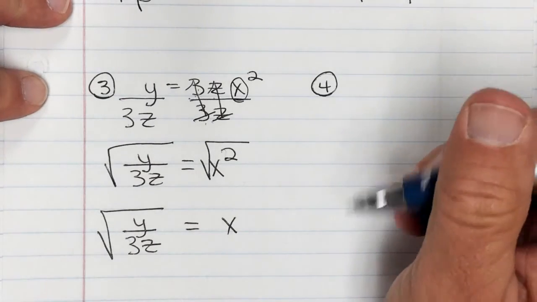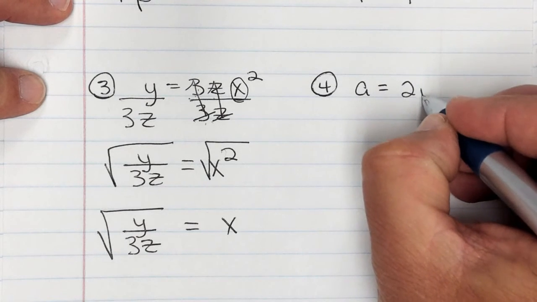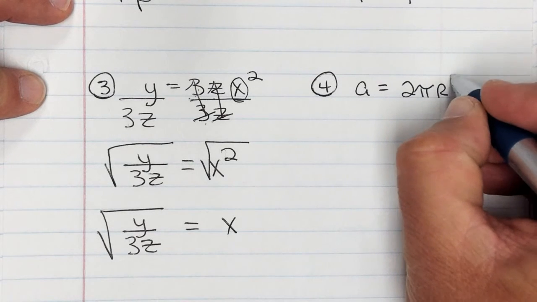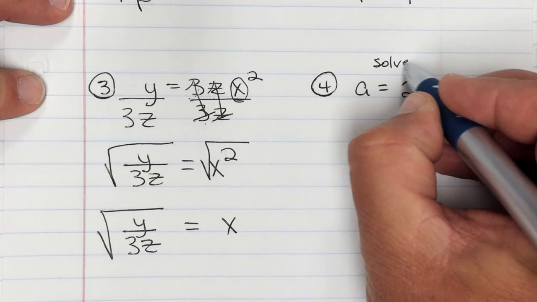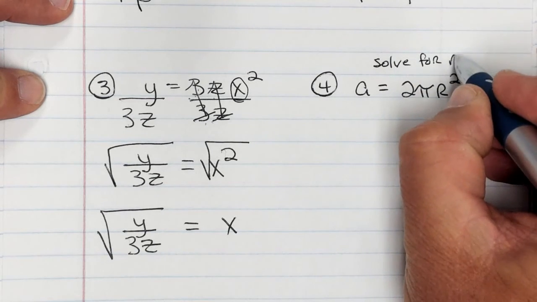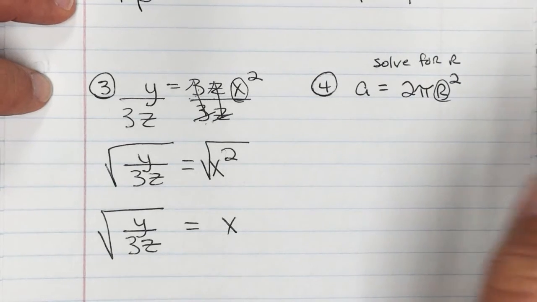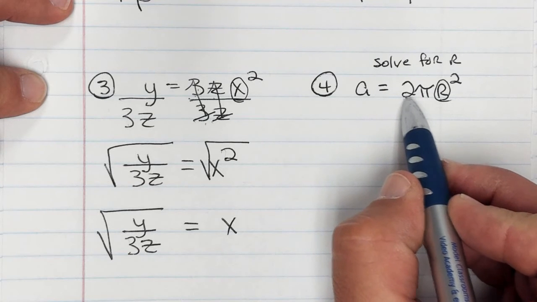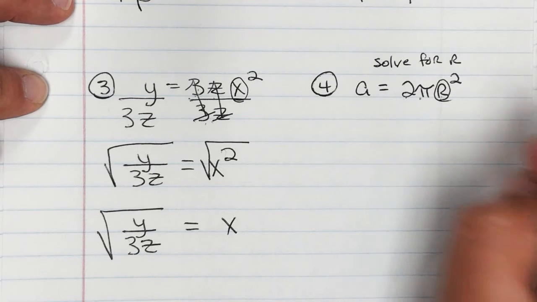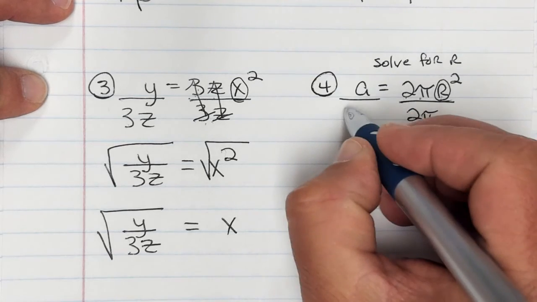Last literal equation problem, we have A equals 2 pi r squared, and it's asking us to solve for r. Okay, this is the area of a circle. So if we want r by itself, we need to move this 2 pi. It's multiplied times r, so we're going to divide both sides by 2 pi.